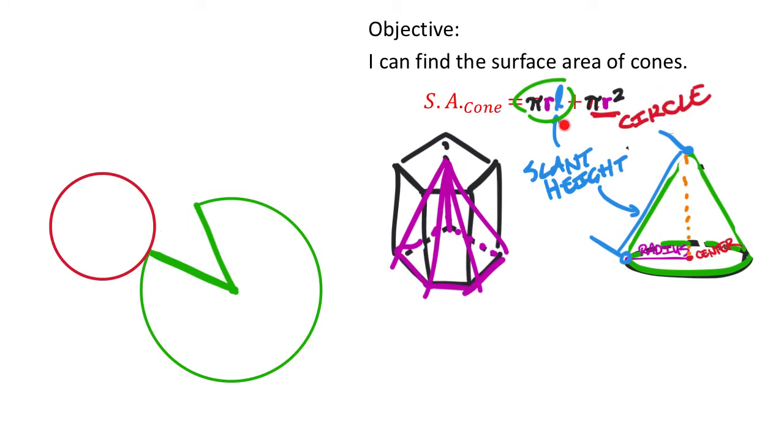But this gives us a surface area, this formula. We're just going to be using this formula straight today in finding the surface area of the cone. Pi times radius times the slant height plus pi times radius times radius.